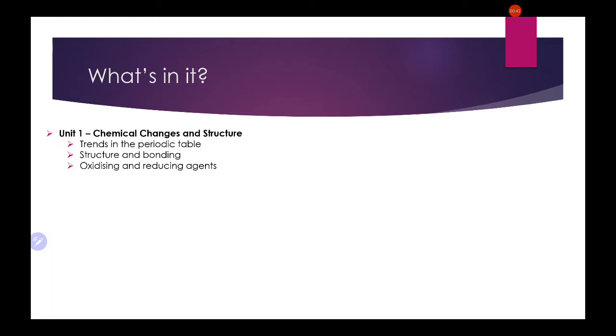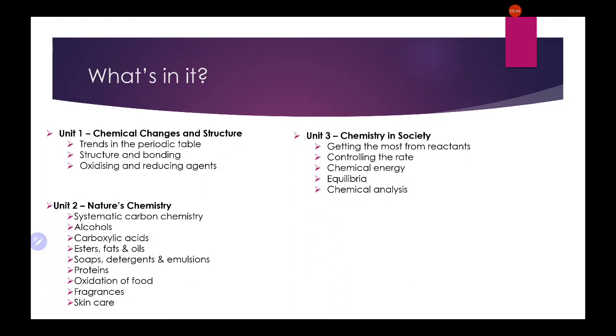So the units are actually the same, well they're very similar to what you did at National 5. Obviously we're building quite a lot on the knowledge that you've got from National 5, so please make sure that you know the basic stuff from National 5, otherwise you might struggle with quite a lot of this. So Unit 1 is still Chemical Changes and Structure, which is what we're going to be starting with.